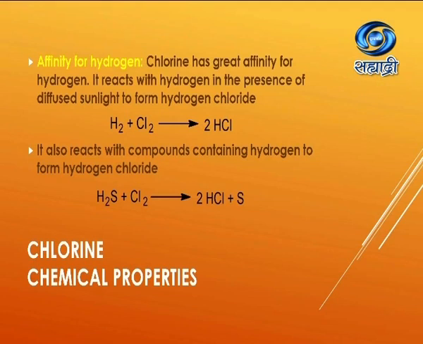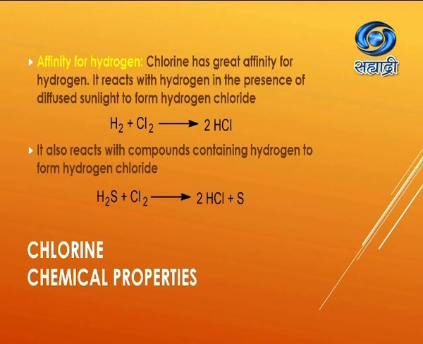Another property of chlorine is affinity for hydrogen. Chlorine has a great affinity for hydrogen. It reacts with hydrogen in presence of diffuse sunlight to form hydrogen chloride. So the equation is H2 plus Cl2 gives 2HCl. It also reacts with compounds containing hydrogen to form hydrogen chloride.